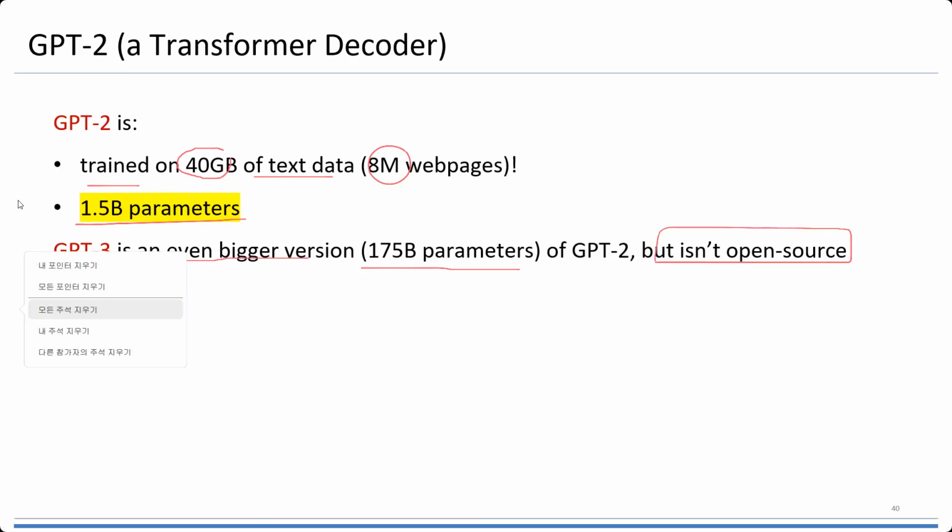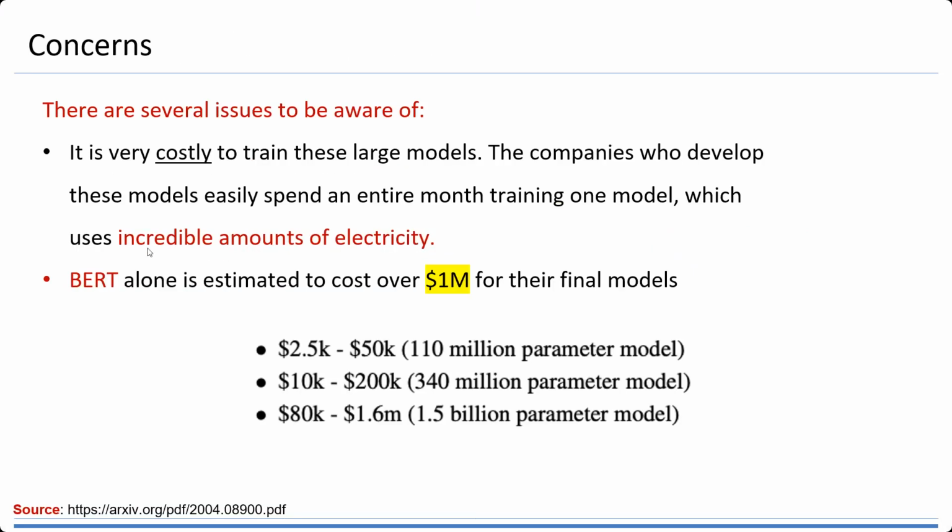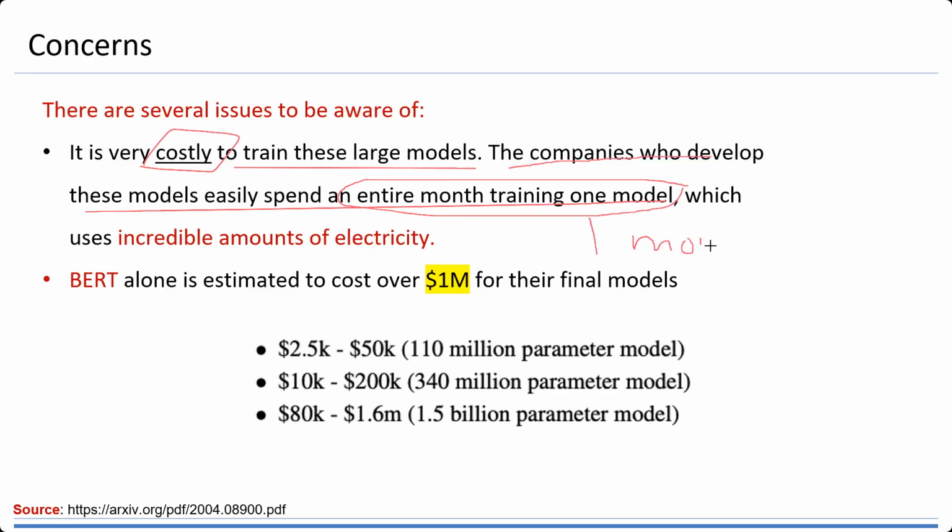Now, the concern is that whenever you do this kind of modeling, there are several issues to be aware of. First, it is very costly. To train the large model is very costly. The companies who develop these models easily spend an entire month training one model. When you want to get the model, you need to spend 1 month to do the training.